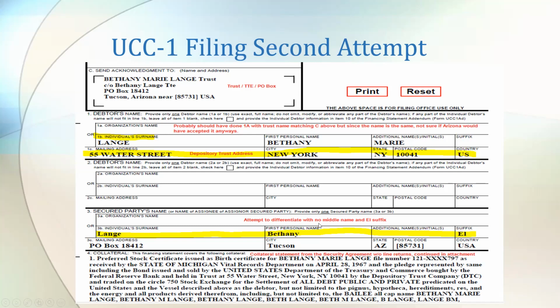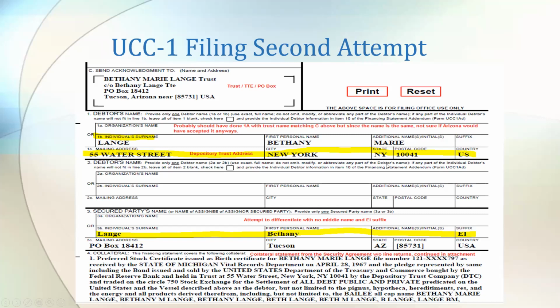And I tried to differentiate, this was my second attempt. So I tried to differentiate by putting no middle name and using an L suffix. And I had my PO box by then. And then the collateral statement that I was being taught to put in was from the security agreement, just the collateral list, not the whole 80 something items, but the first bulk items without the line returns. And then I continued it in an attached file.